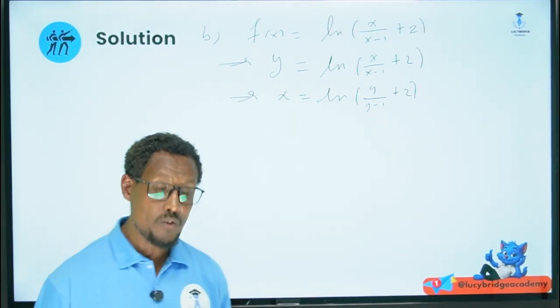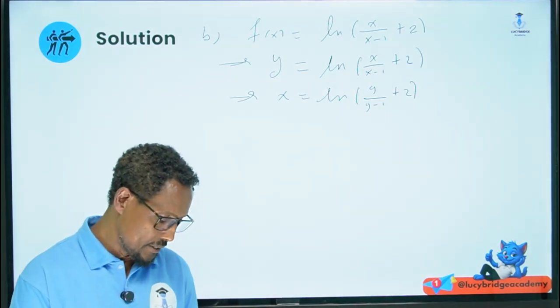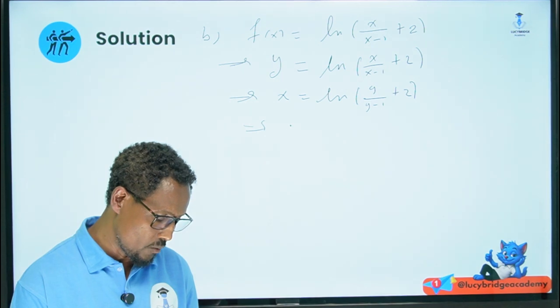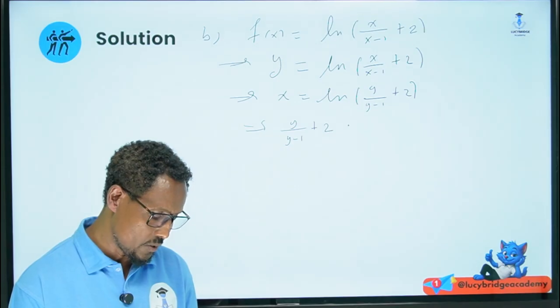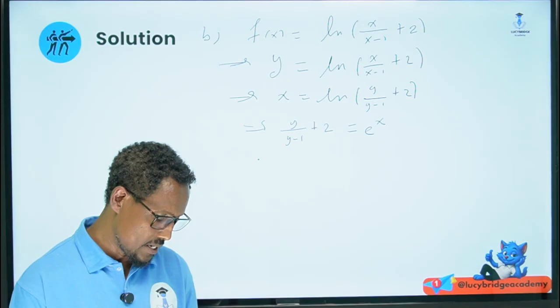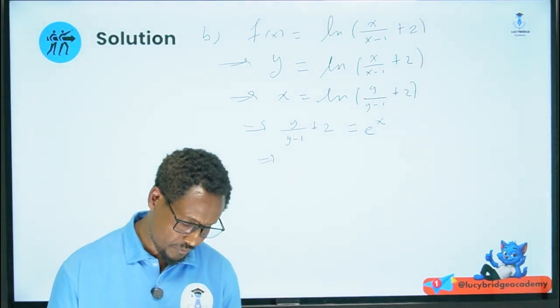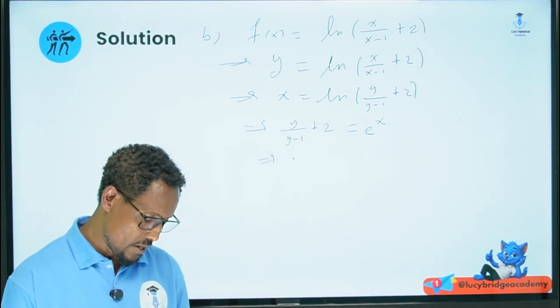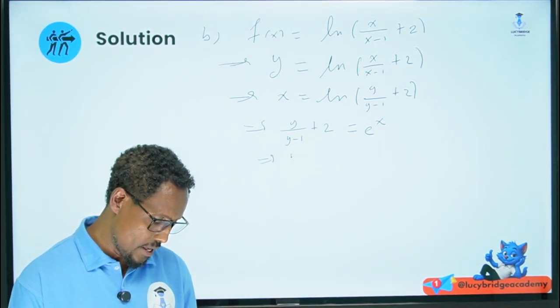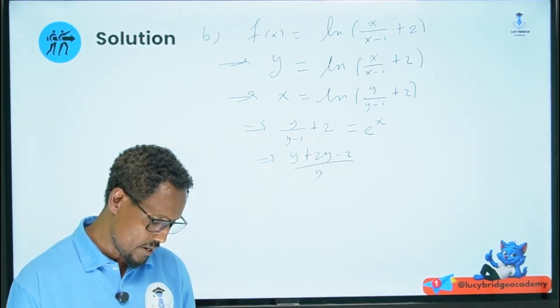Now solve for y. This implies y over y minus 1 plus 2 is equal to e to the power of x, which implies that y plus 2y minus 2 over y minus 1 is equal to e to the power of x.